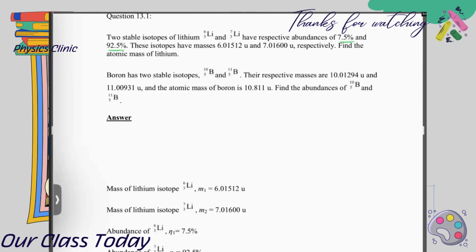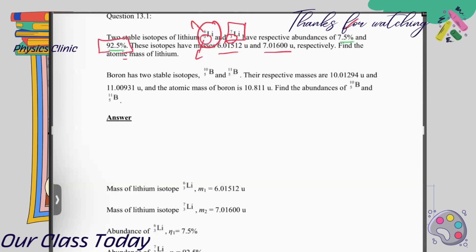What is the meaning? That means 6 lithium. This is the atomic number, this is the mass number. So this 6 lithium is present in the earth only 7.5 percentage. This 7 lithium, that is, the mass number 7 lithium, is present 92.5 percentage in earth. Okay, but the atomic number is the same since it is an isotope, right? And then the isotope's mass is also given.